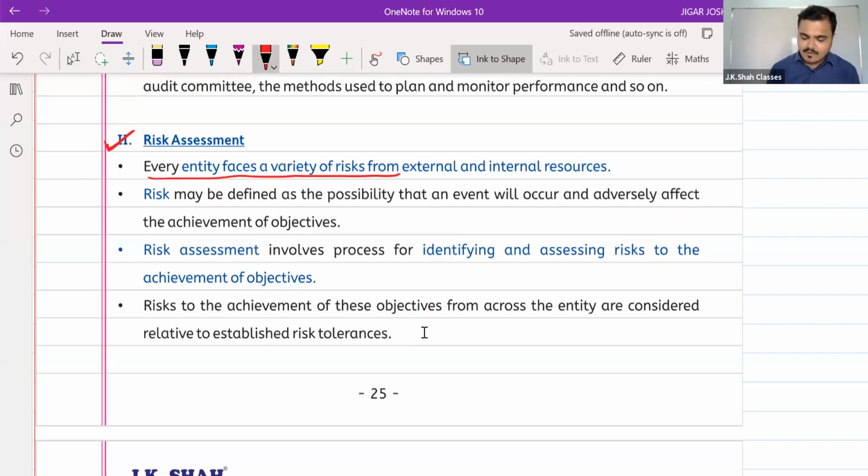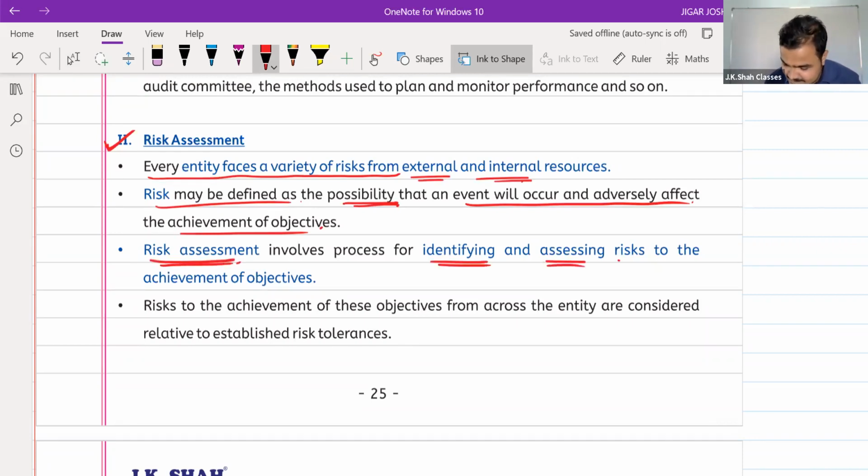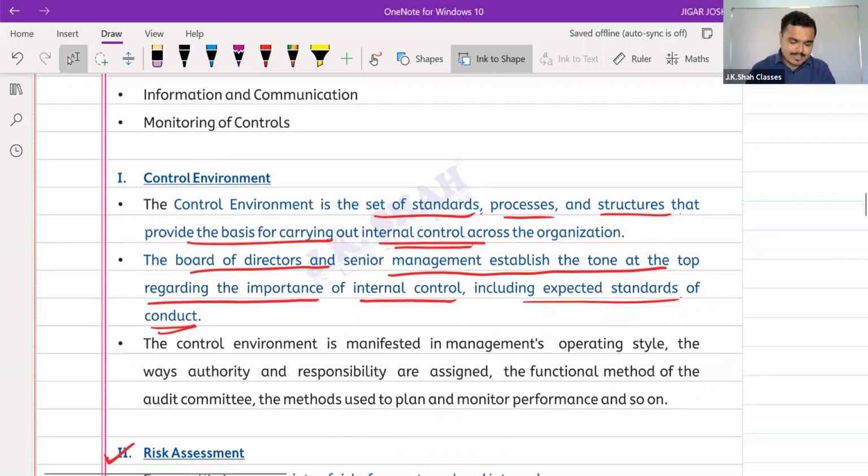Say this. Every entity faces a variety of risks, maybe from external or maybe from internal sources. Risk may be defined as the possibility that an event will occur and adversely affect the achievement of objectives. And risk assessment involves identifying and assessing the risks to achieving the objectives. Whatever objectives we want to achieve, the kinds of risks we can face in that, we need to judge, and judging those risks is nothing but risk assessment. Agree? Yes, sir. So the first one was internal environment, or you can say control environment.